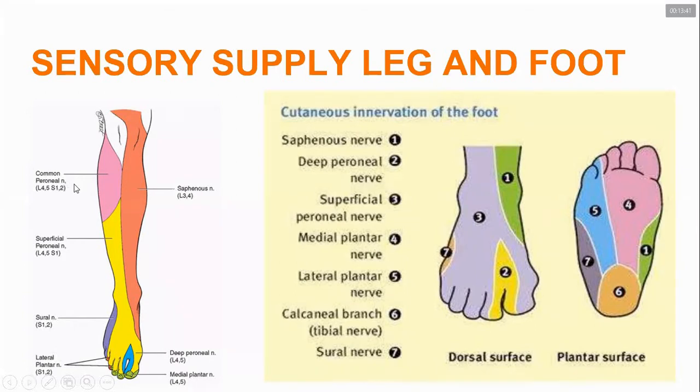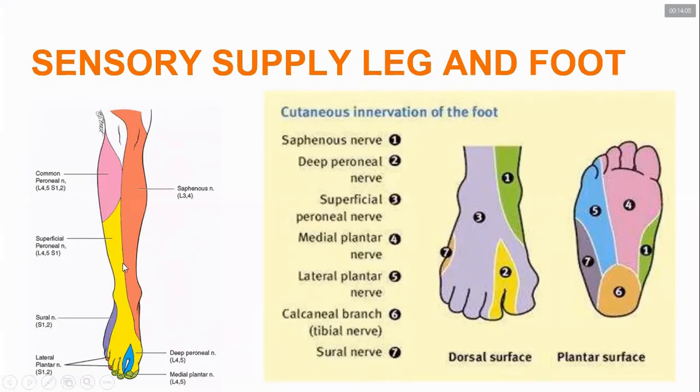Which branch? The lateral sural nerve. Okay. Superficial peroneal nerve will supply the lateral aspect of lower half of leg and dorsum of foot. So this will be supplied by the superficial peroneal nerve. This blue area in the first web space is supplied by the deep peroneal nerve. Okay. So peroneal nerve will supply the leg and the dorsum of foot.